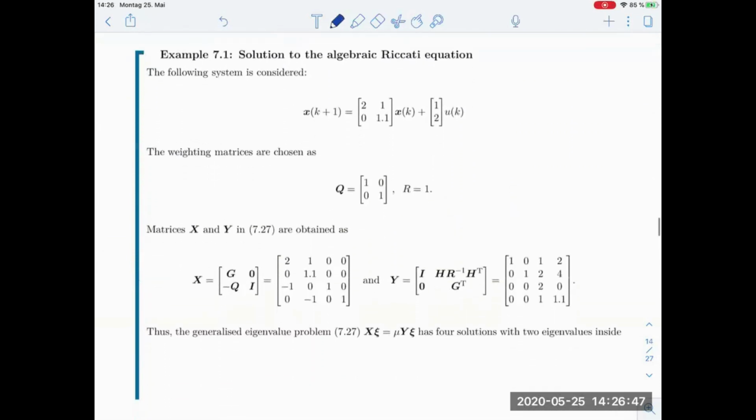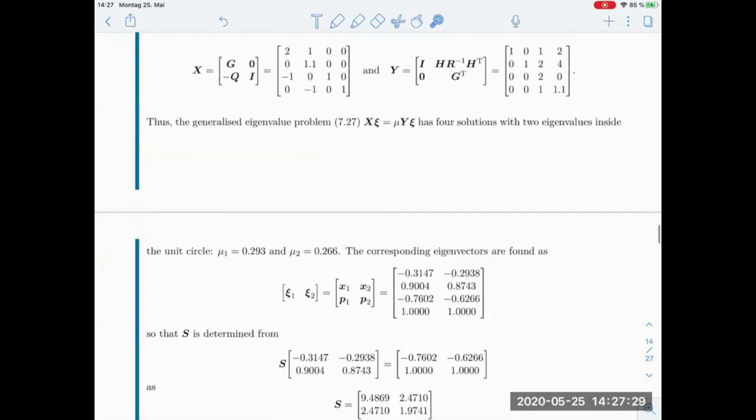So let's have a look at a particular example. We take a small system, but large enough to warrant a solution like the one we've seen above. We have a 2x2 system with one single input, and we have unit weightings. Now we build up these matrices X and Y by combining the coefficients that we are given. We get these 4x4 matrices and solve the generalized eigenvalue problem. It has 4 solutions, with 2 eigenvalues inside and 2 outside the unit circle. We take the 2 eigenvalues inside the unit circle, which have the values 0.29 and 0.266. Associated to those, we have 2 psi vectors, which are these columns here. That's the result of the eigenvector computation.